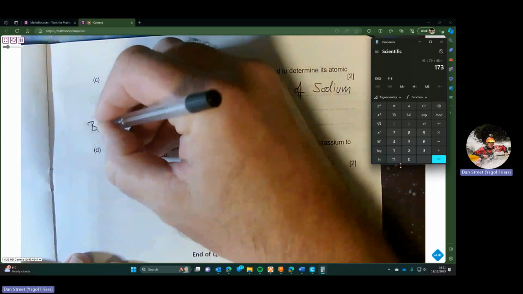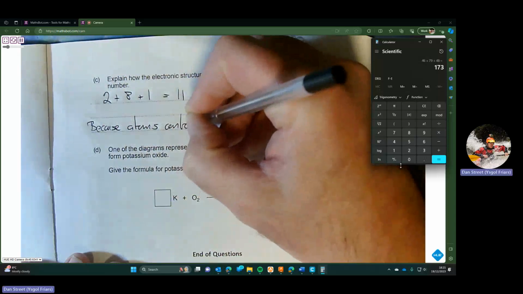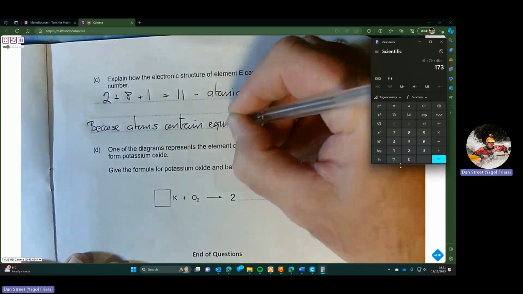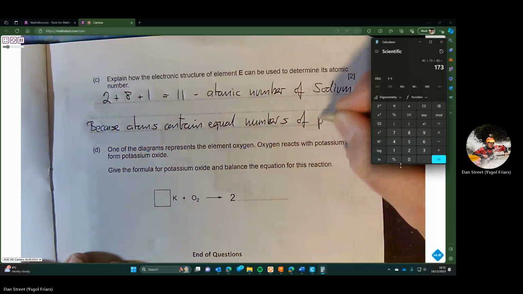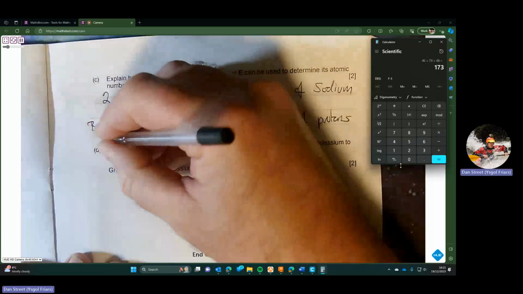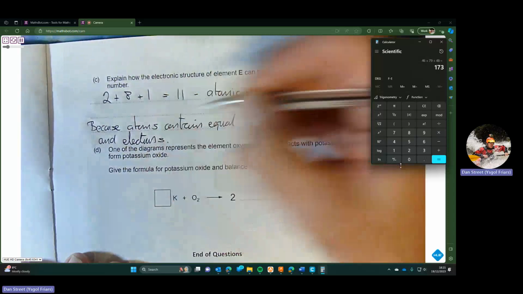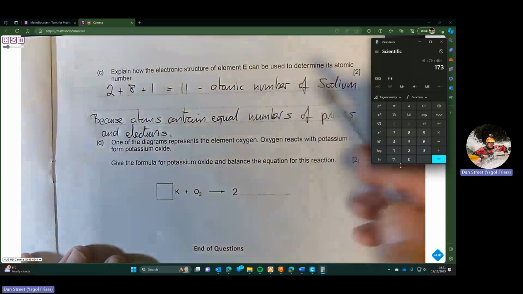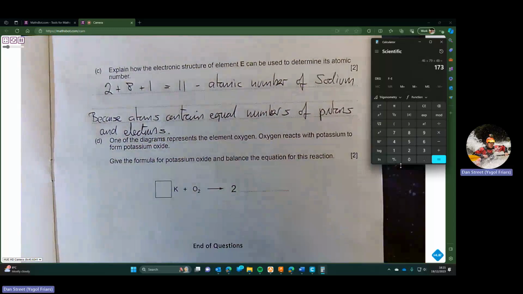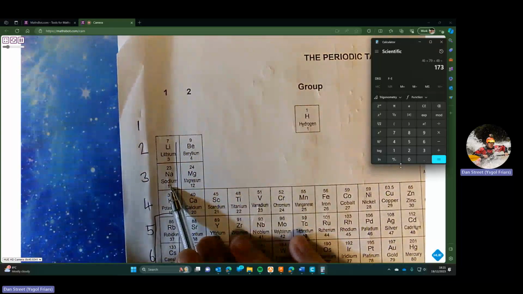And this is because atoms contain equal numbers of protons and electrons. Okay, so the number of electrons is the same as the number of protons in an atom. So if we add the electrons together, we get 11. That gives us the atomic number. And if we look on that periodic table, then that is sodium. Okay, so sodium is here. Its atomic number is 11.